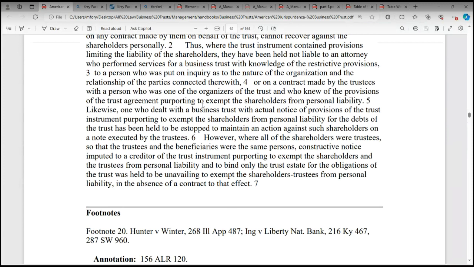However, where all the shareholders were trustees, so that the trustees and the beneficiaries were the same persons, well, that's a no-no, right? Constructive notice imputed to a creditor of a trust instrument purporting to exempt the shareholders and the trustees from personal liability and to bind only the trust estate for the obligations of a trust was held to be unavailing to exempt the shareholders and trustees from personal liability in the absence of a contract to that effect. So there's no extra contract. But through the door, the fact that the trustees and the beneficiaries were the same persons, automatically you don't have a trust. You're a partnership or something. You're already through the door, you're dead.